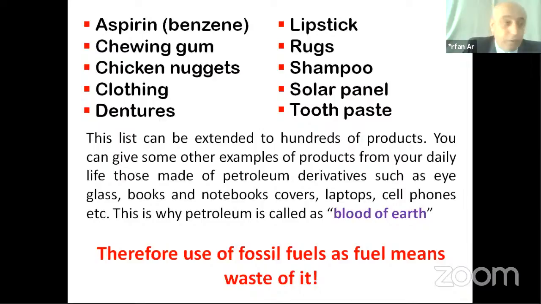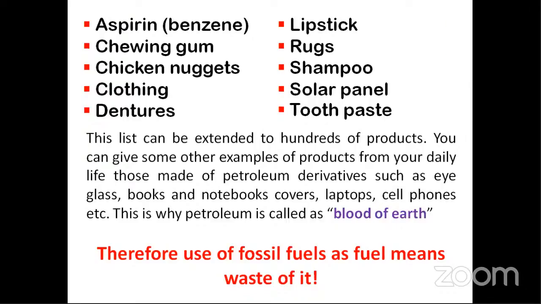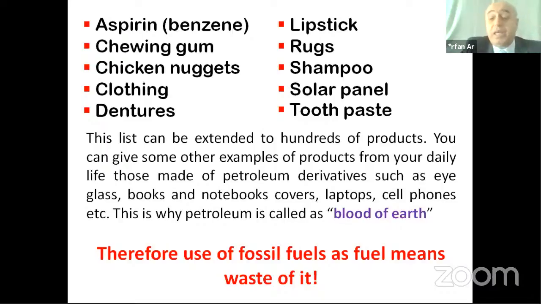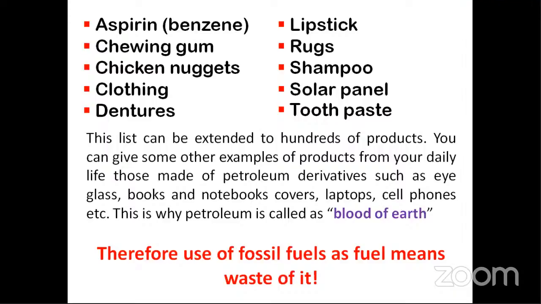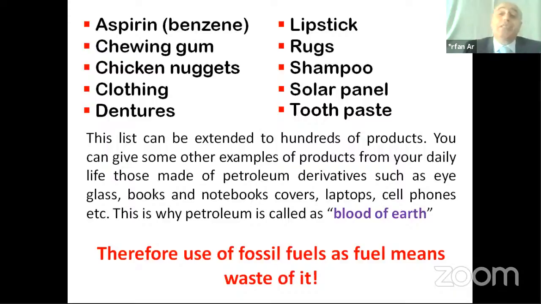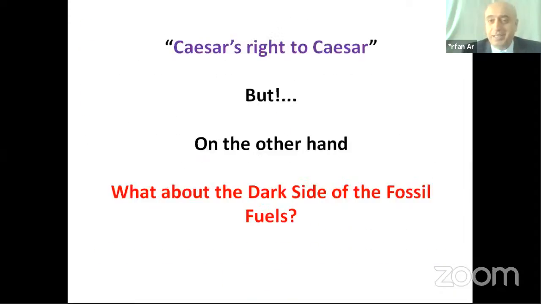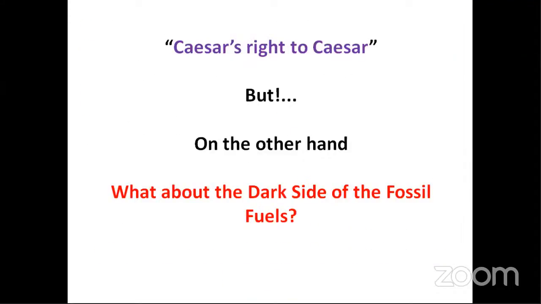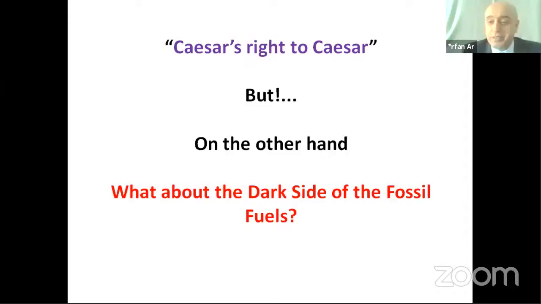And if you look at your environment, you can see that various materials are made of petroleum derivative substances. Therefore, petroleum is called the blood of the earth. Therefore, use of fossil fuels as fuels means waste of it. No, I am not a defender of fossil fuel, but I try to give Caesar's right to Caesar. Okay? On the other hand, what about the dark side of the fossil fuels?